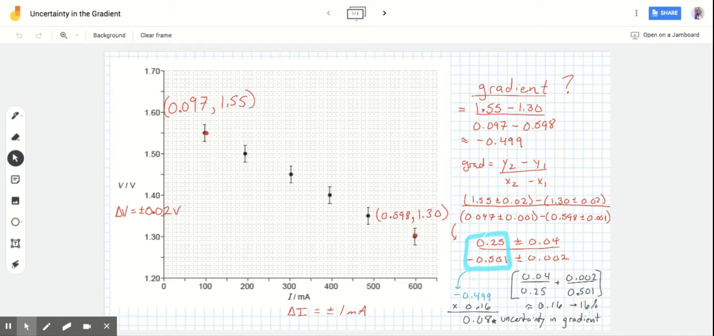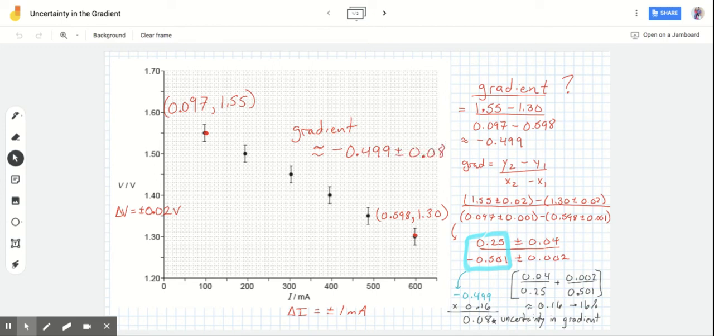But from here, we take our uncertainty to the true value that we calculated from up above, and we get an absolute uncertainty of 0.08. And this is the absolute uncertainty of the gradient. So when we're talking about a conclusion here, we would say that our gradient, whatever it may represent, is approximately negative 0.499 plus or minus 0.08.